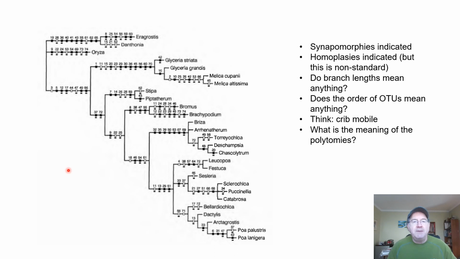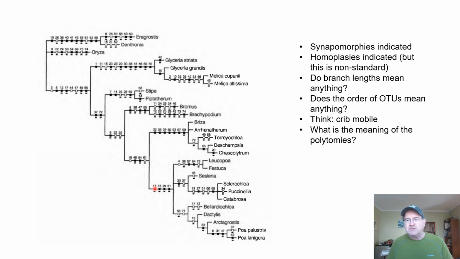Whereas, whoops, I lost my pointer. Here we go again. Whereas, where's another one here? This one here, leading to these 3 genera, Catabrosa, Puccinellia, and Sclerochloa, is supported by 5 synapomorphic characters. So a little more evidence there. Moreover, they're telling you what the evidence is. The numbers here, 11, 13, 29 and 51, will refer you back to a table in the paper where they tell you what those characters are. That's not too uncommon.